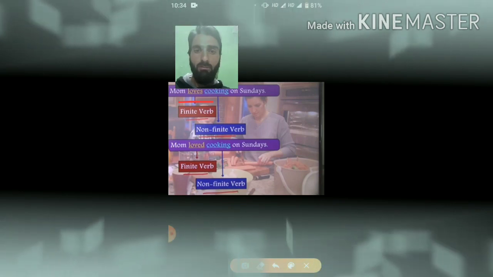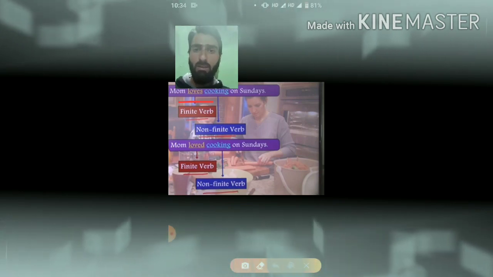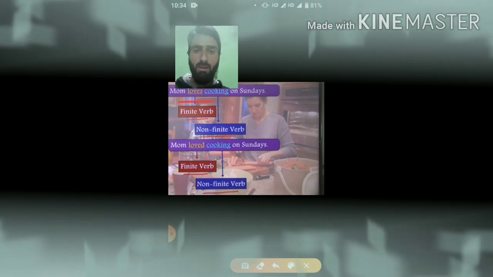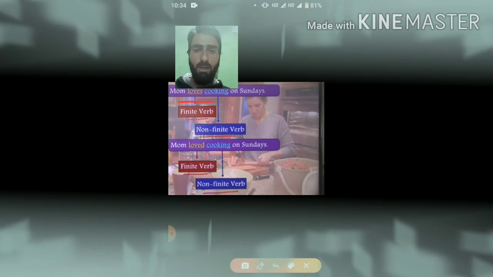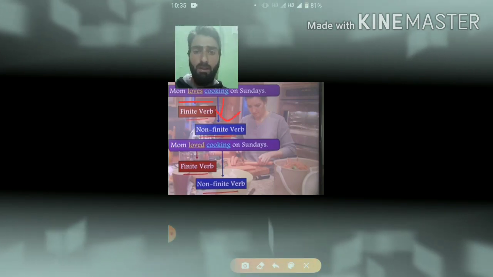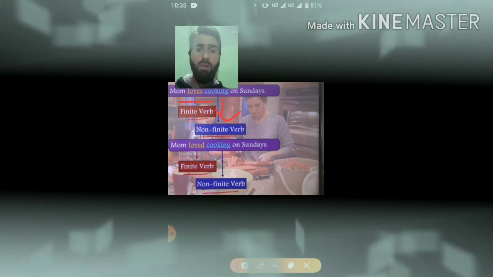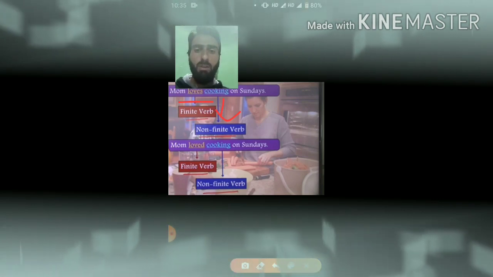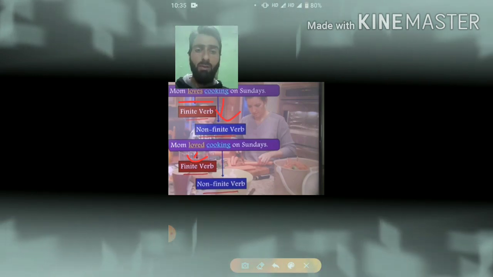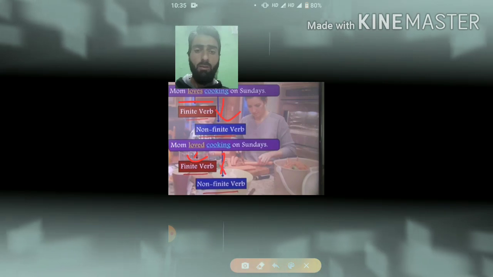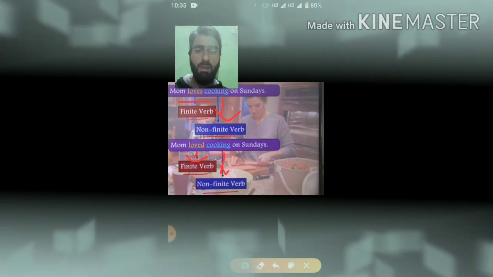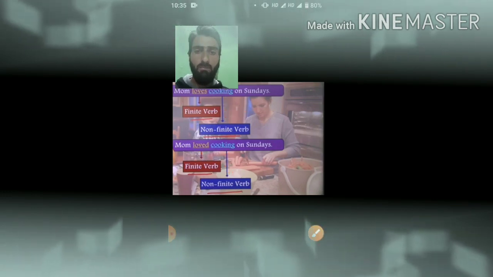And they do not together refer to any specific action. They are referring to two different actions. So loves is the finite verb and cooking is the non-finite verb. Here in the next sentence, mom loved cooking on Sundays. Loved is the finite verb as it has just come after the subject, and cooking is the non-finite verb as I told you in the above sentence, that it has been used as a noun in the sentence.